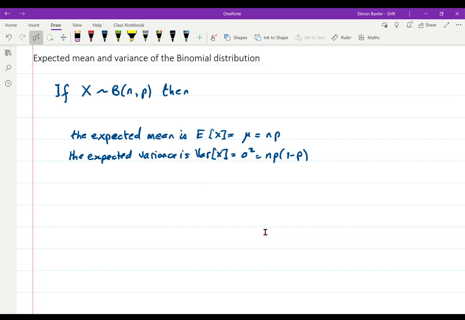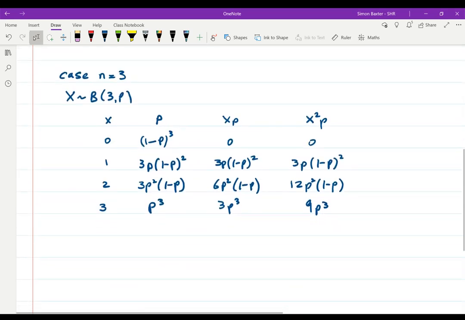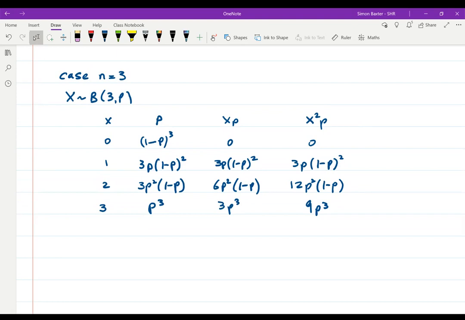These results are quite awkward to prove, and in this case, we're just going to look at what happens when n is equal to 3. So here we have the case where n equals 3. In other words, X is a random variable for a binomial distribution B(3, p).